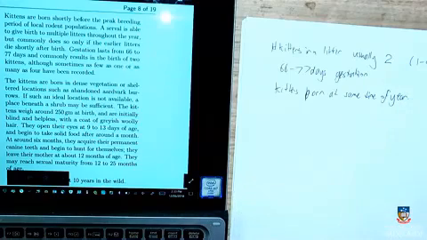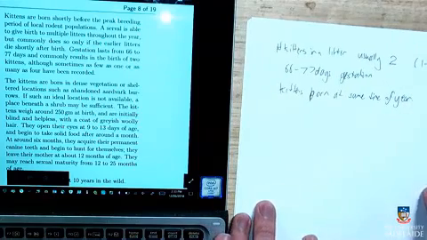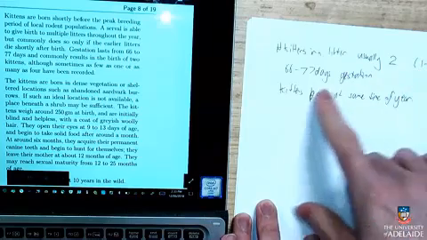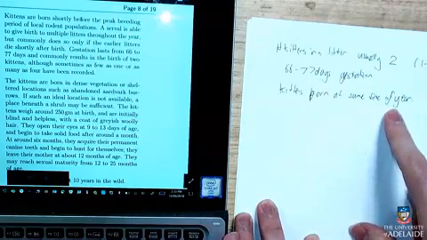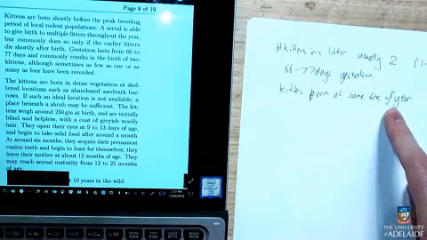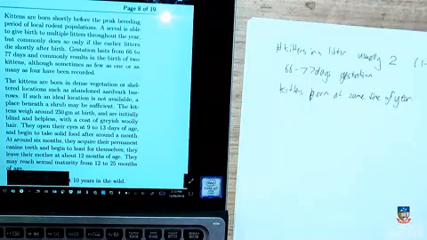So this first paragraph so far, we've got kittens in a litter, usually 2. There's that many days gestation. Kittens are born at roughly the same time of year, shortly before the peak breeding period of local rodent populations. So they're all born at the same time of year. The kittens are born in dense vegetation or sheltered locations such as abandoned aardvark burrows. If such an ideal location is not available, a place beneath a shrub may be sufficient. That doesn't seem relevant to counting how many of them there are.